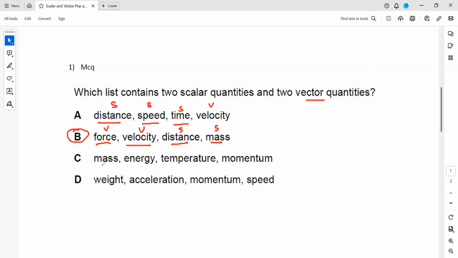What about option C? Mass is a scalar, energy is a scalar, temperature is a scalar, and momentum is a vector. What about option D? Weight is a vector, acceleration is a vector, momentum is a vector, but speed is a scalar. So as they asked for two scalars and two vectors, option B has two scalars and two vectors.